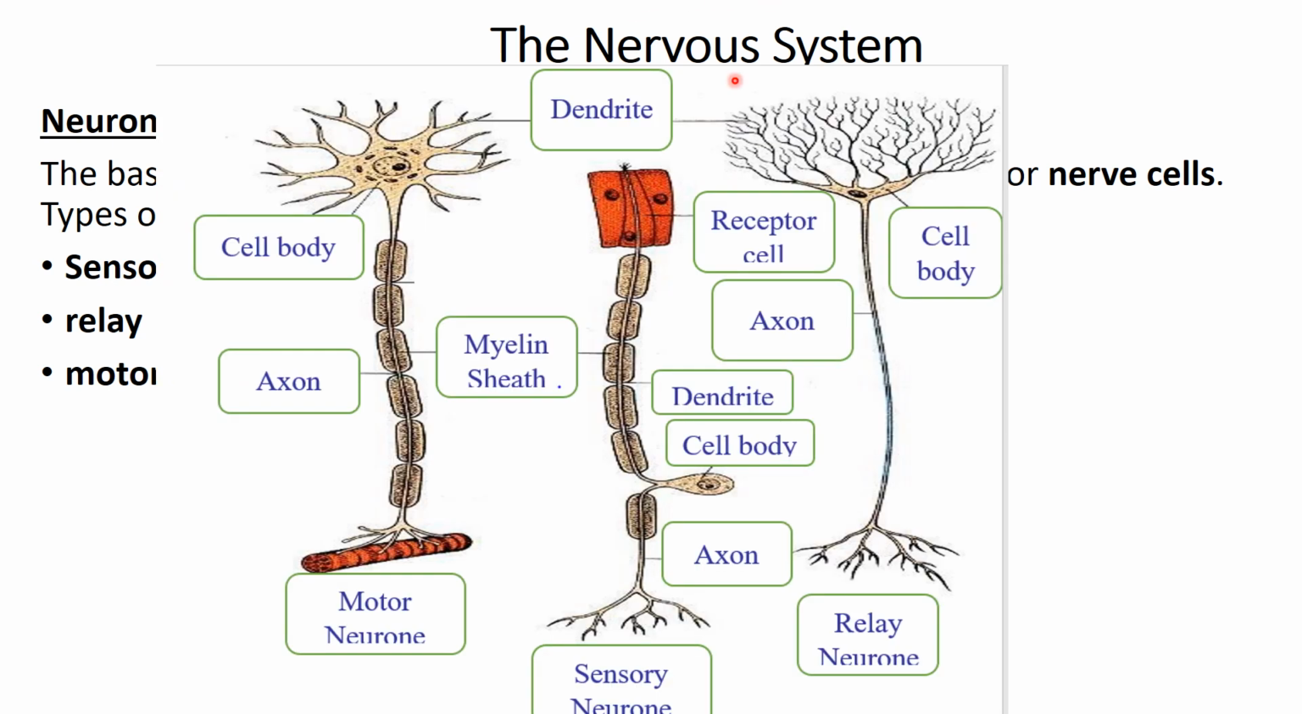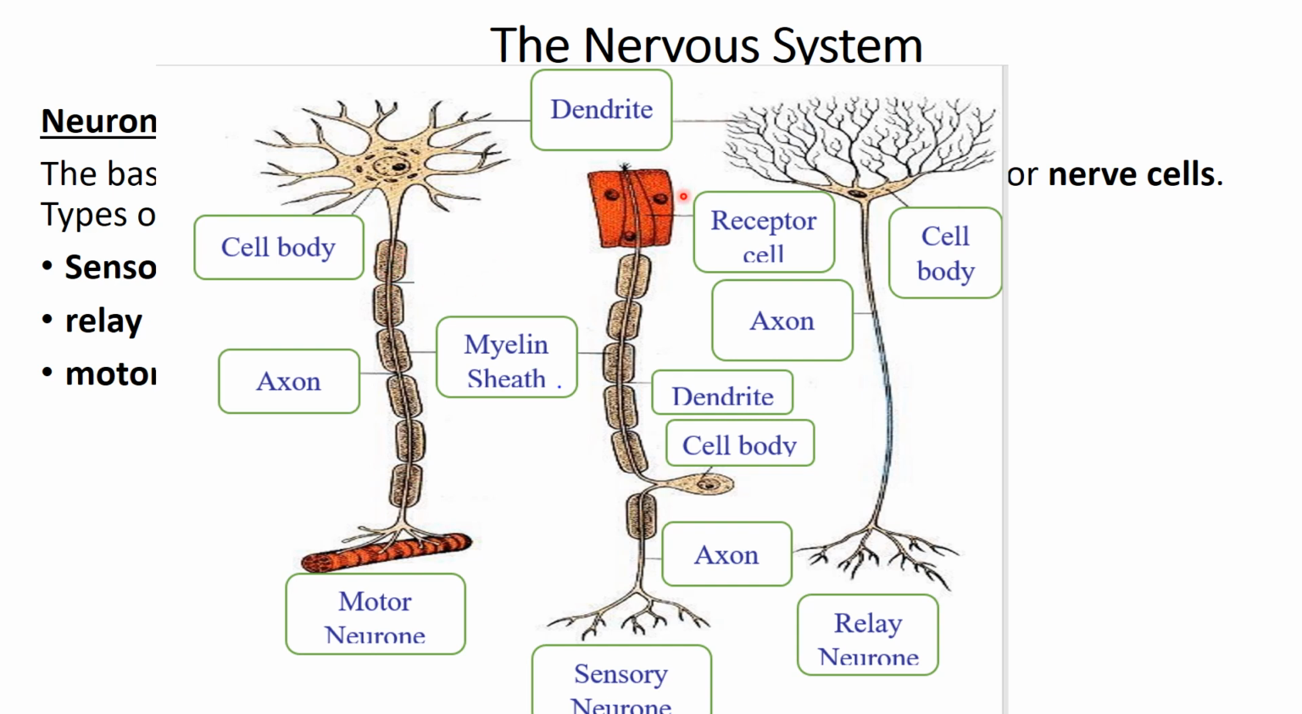So these are the diagrams of the three types of neurons. The motor neuron looks like this. Okay, it has this part here, which is the cell body. The cell body has these strands here called dendrites. Okay, then the tail is called the axon. The axon has what is called the myelin sheath. Okay, so the myelin sheath are these here. Okay, these are called myelin sheath.